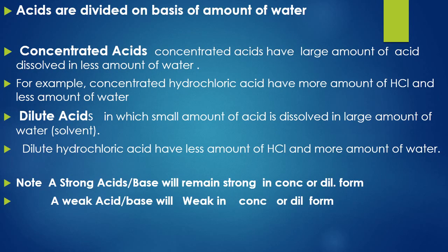Acids are also divided on the basis of the amount of water. Again, two categories. Concentrated acids have a large amount of acid dissolved in a small amount of water, right? For example, concentrated hydrochloric acid will have more HCl and less water. So the solute will be more and the solvent, water, will be less. While in dilute acids, a small amount of acid is dissolved in a large amount of water. So the solute is less and the solvent, water, is more. Dilute hydrochloric acid has less HCl and more water.